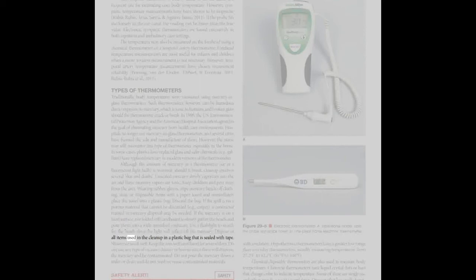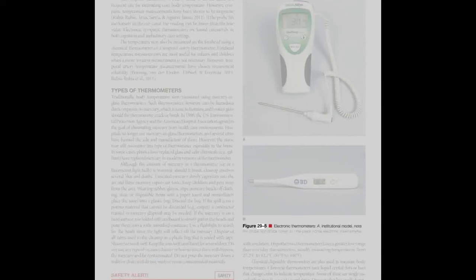Dispose of all items used in the cleanup in a plastic bag that is sealed with tape. Shower or wash well. Keep the area well ventilated for several days. Do not use any type of vacuum cleaner or broom since these will disperse the mercury and become contaminated. Do not pour the mercury down a toilet or drain, and do not wash or reuse contaminated materials.